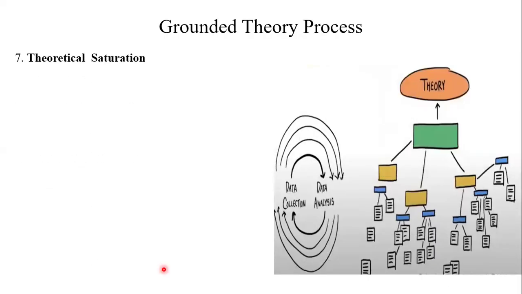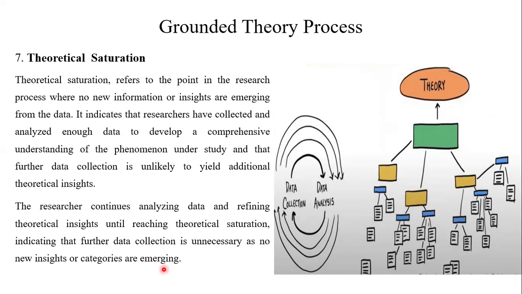The last stage is theoretical saturation. Theoretical saturation refers to the point in the research process where no new information is emerging from the data. So you are collecting data again and again until a point comes where no new insights are coming. So that is the part where a theory is developed.